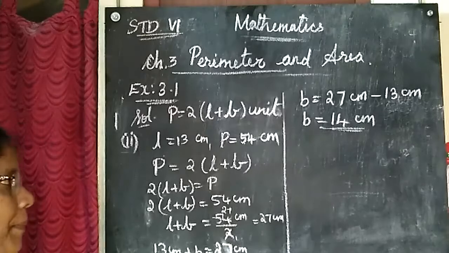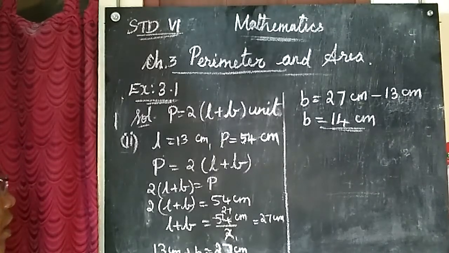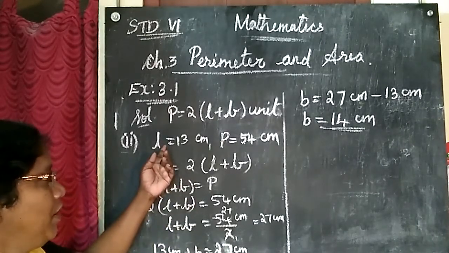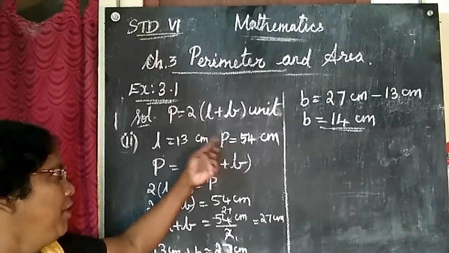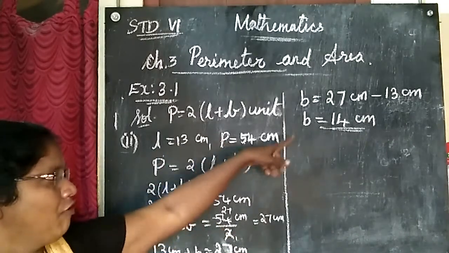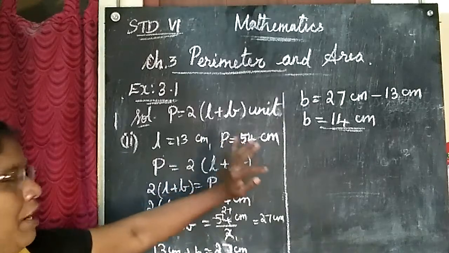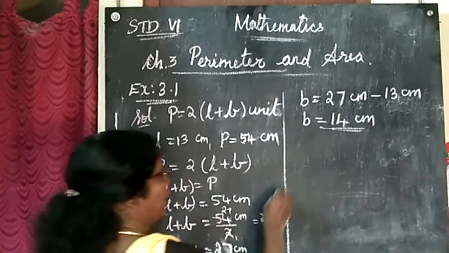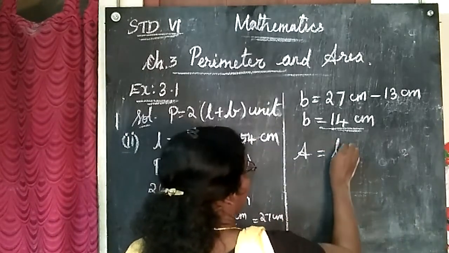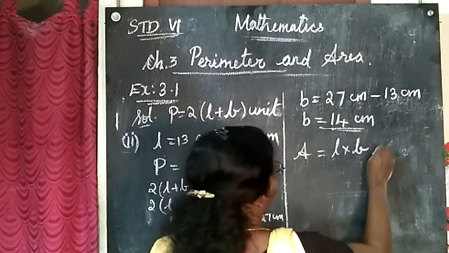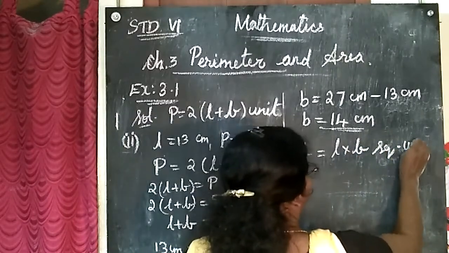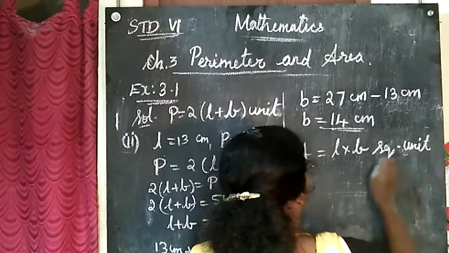Now we found B. Already L value is given. Using L and P, length and perimeter, we found the value of breadth. Now we have L and B, length and breadth. So we will find out the area. Area is equal to what? L into B square unit. You should not forget to write the unit.